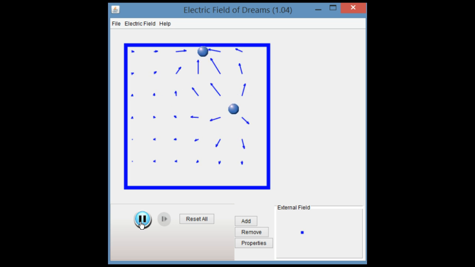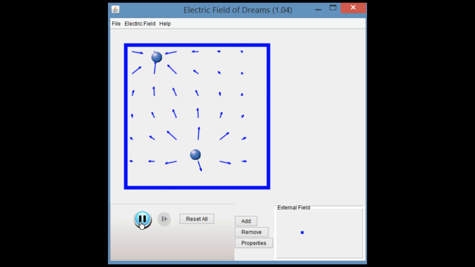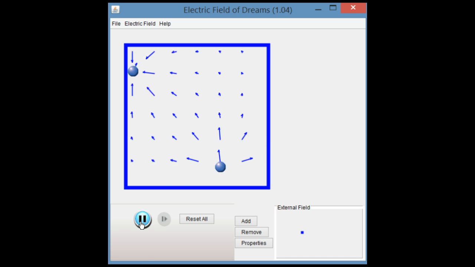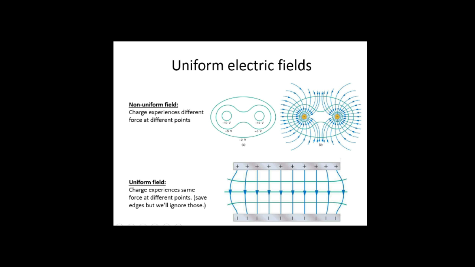For us as humans, we want to control electricity, and so uniform electric fields are much more useful for us because we can predict what's going to happen. There's not this huge variability in that field. And so when we talk about uniform fields, this is where if I place a charge anywhere, it is going to behave exactly the same no matter where I put it.